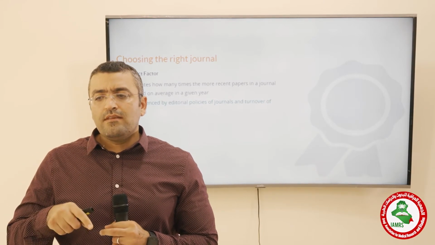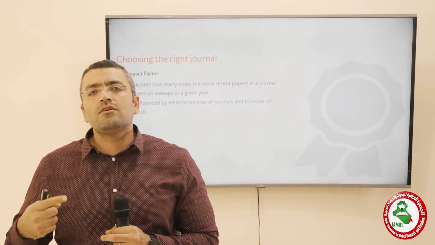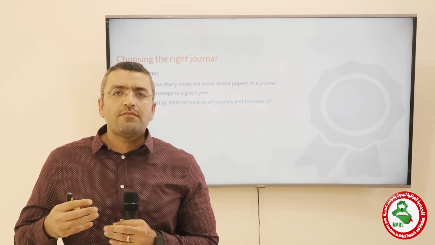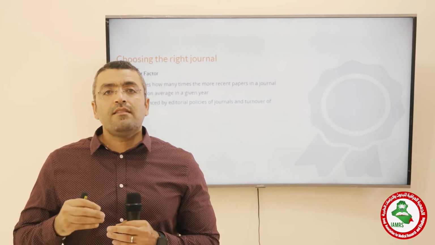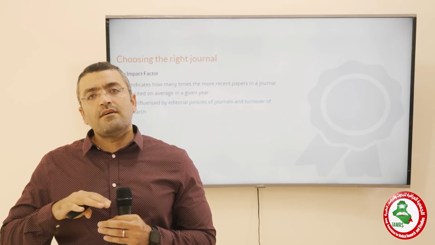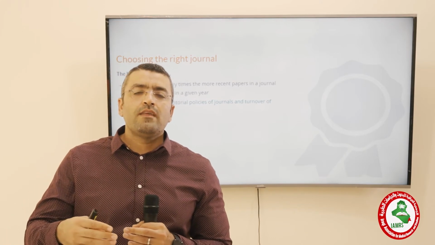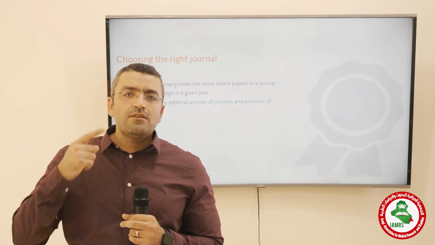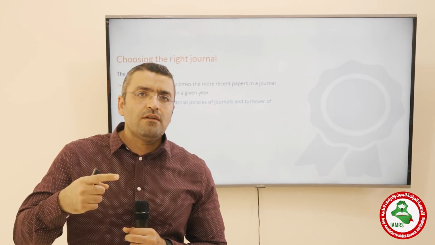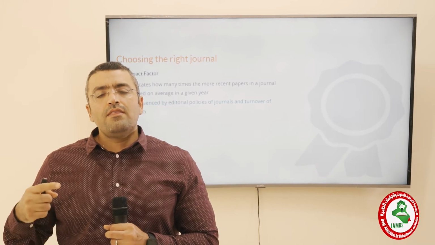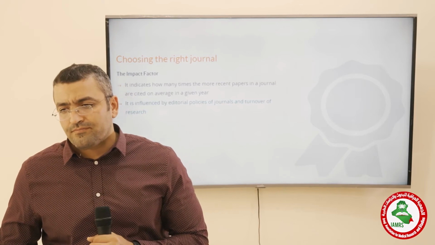Still, we are talking about choosing the right journal, and we will talk about an important term, which is called the impact factor. So the impact factor means the number of times a paper is cited in that journal over the last 3 years, divided by the total number of papers published in that journal. And obviously, the larger the number of the impact factor, the better the journal and the more prestigious. There are journals with high impact factor, and you should aim to publish in these journals.